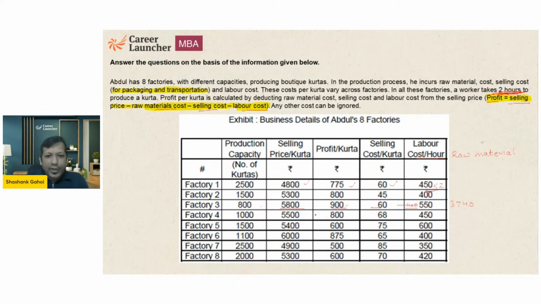I'm calculating for factory 4, that is 800 and 900, 450 into 2. So 1700. So 3800 minus 68 is going to be 3732. I'm simply calculating.